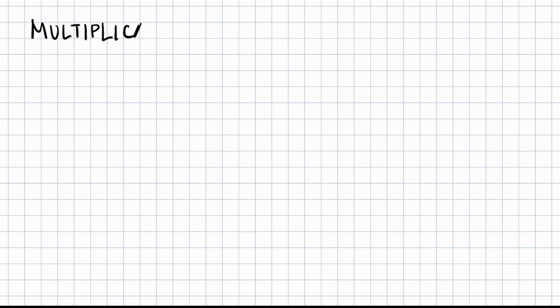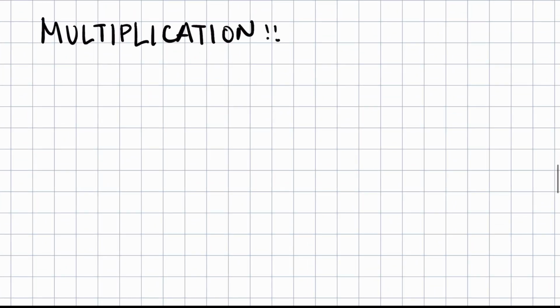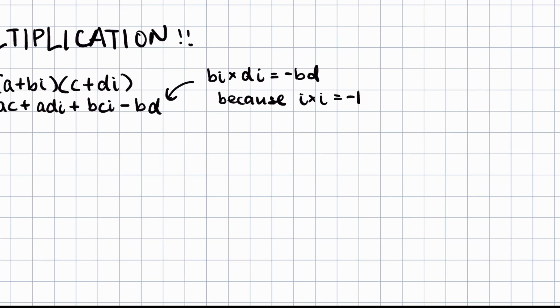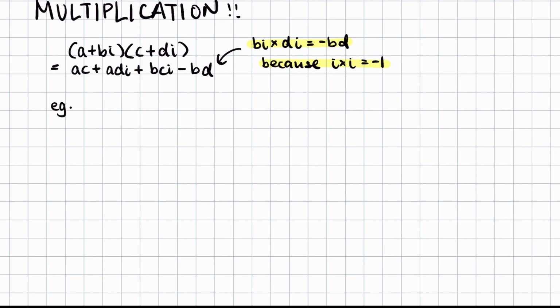And now, multiplication. Algebraically, products of complex numbers in the Cartesian form is the same as multiplying any two terms with another two terms, like this, where a plus bi is a complex number and c plus di is another complex number. One thing to be noticed, of course, is that i times i is equal to -1. Here is an example.